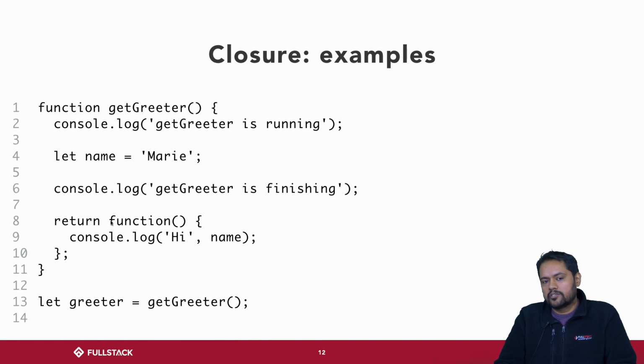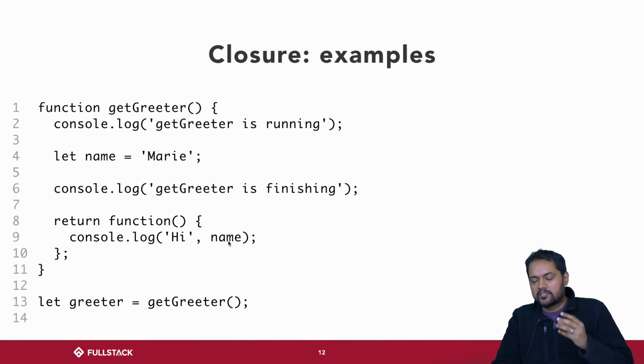But what closure is, is that if a variable is used inside of a function, and that function remains alive in a sense, because this function is returned and greeter has access to this function, the value of name remains alive. JavaScript closes over the value of name and still keeps it available to you, even though the value is coming from this getGreeter function and that getGreeter function has finished executing.